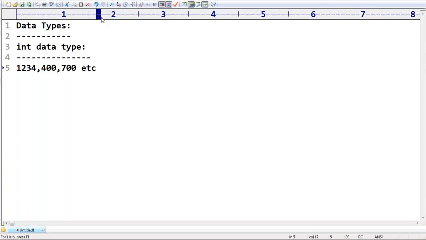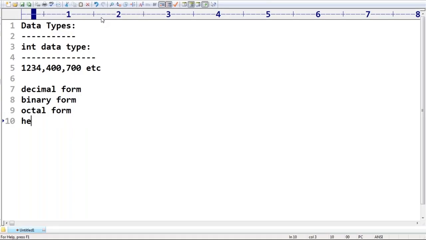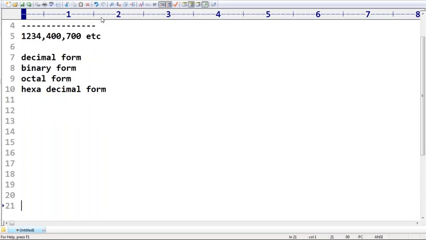Now, to specify an int value, what various forms are available? You can specify the int data type either in decimal form, or in binary form, or octal form, or hexadecimal form. Any of these forms you can take, no problem at all.